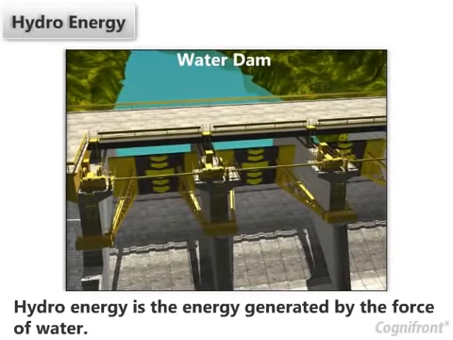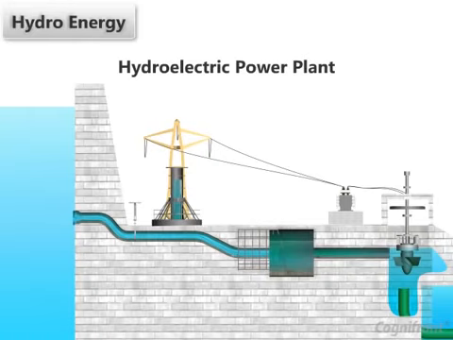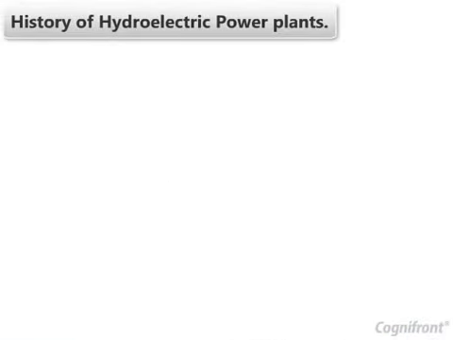Hydroenergy. Hydroenergy is the energy generated by the force of water. This is a powerful way of generating electricity. The hydroenergy is converted into electric energy by hydroelectric power plant, and this energy is called as hydroelectricity.